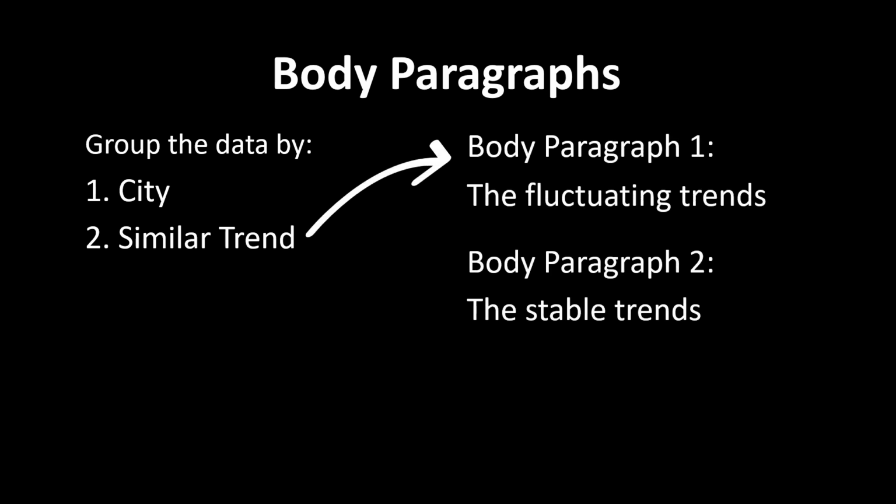We could describe New York's temperatures in the first paragraph, Tokyo's temperatures in the second paragraph, and Sydney's temperatures in the last paragraph. Or the second way is to group by similar trends, the same way as we did in our overview. The second option is more logical, as it follows our overview, and I choose this option. So I will describe the fluctuating trends in one paragraph for body paragraph 1, and the stable trends in another paragraph for body paragraph 2.